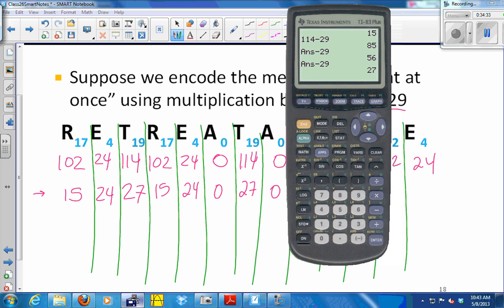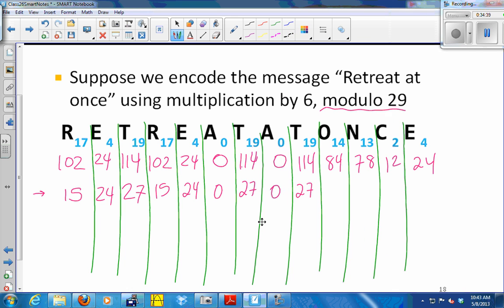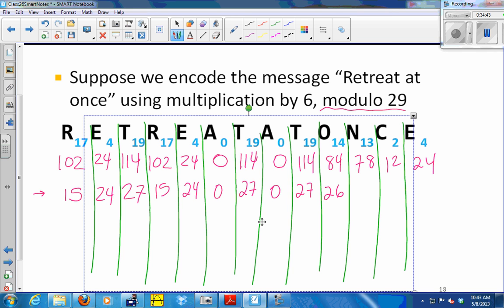84, subtract 29, that gives 26. And then 78, subtract 29, gives 20. And then I have 12 and 24.